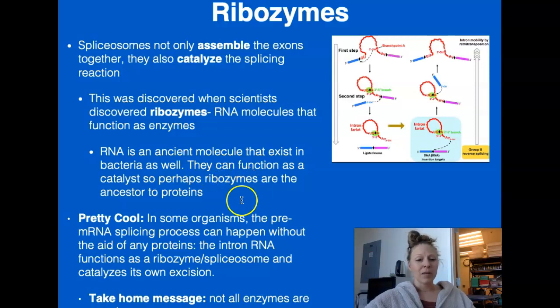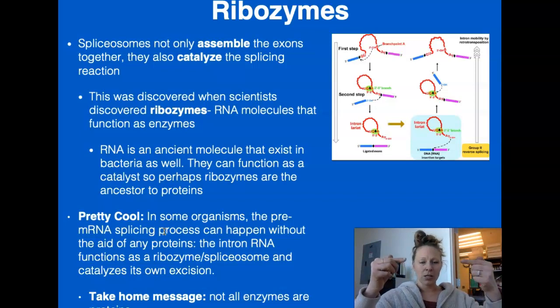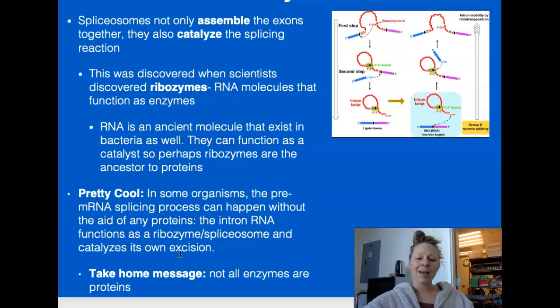So it lends itself for us to consider if ribozymes are the ancestor to proteins. Just something interesting. What's pretty cool is that in some organisms, the pre-mRNA splicing process is going to happen even without the aid of any proteins. The exons are going to sort of splice themselves together because that RNA can function as an enzyme. The take-home message here is that not all enzymes are proteins. RNA functions also as an enzyme.